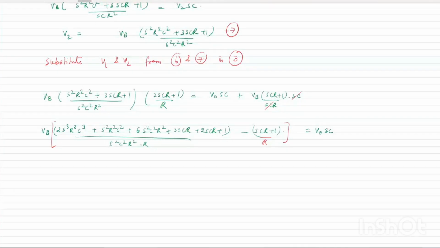Now we have to simplify it more. You see what I am getting. So VB, 2S³R³C³ plus, yes, look at this whole term, and what is coming below, if we take the LCM below, it is S²C²R².